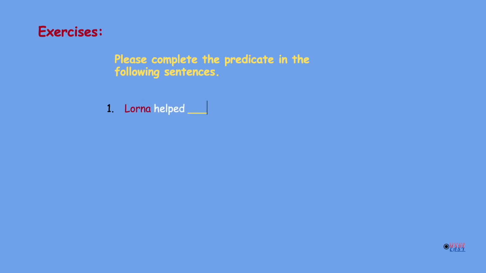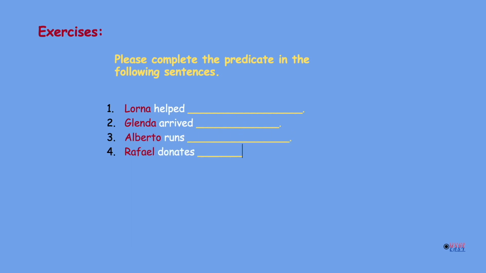Now here's our final exercise. Please complete the predicate in the following sentences. After doing so, you shall have made these incomplete sentences complete. Number 1, Lorna helped blank. Number 2, Glenda arrived blank. Number 3, Alberto runs blank. Number 4, Rafael donates blank. And number 5, Ricardo plays blank.